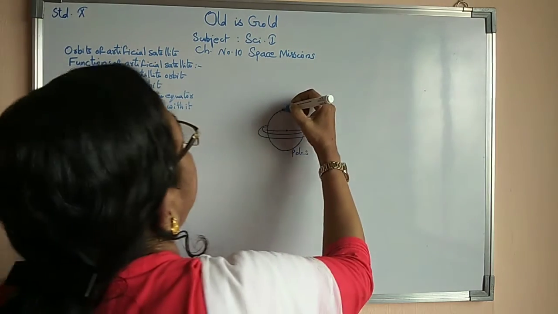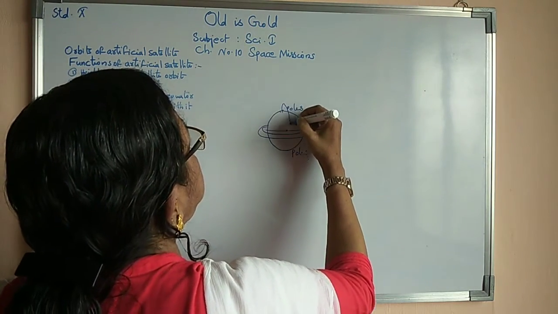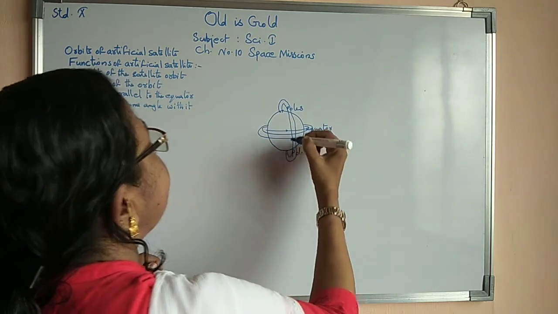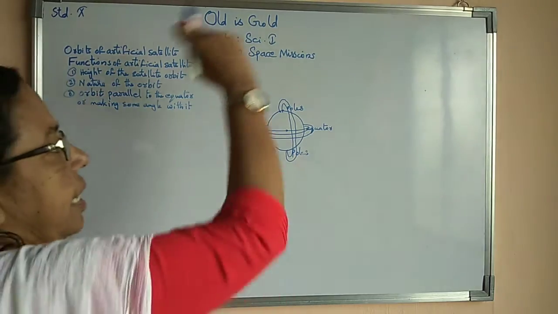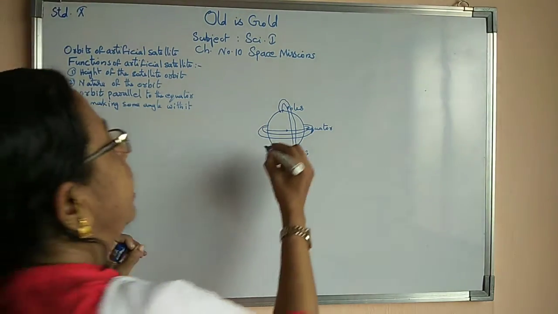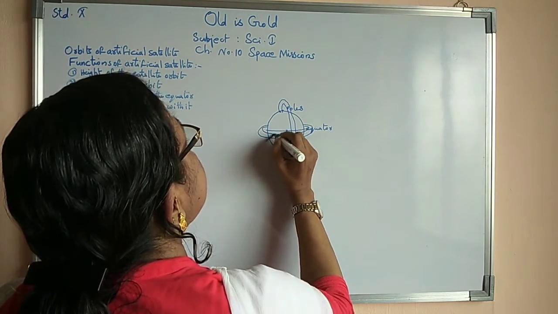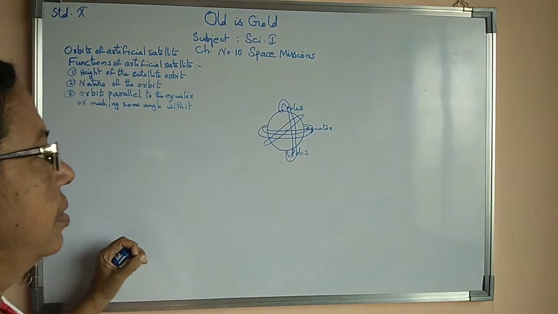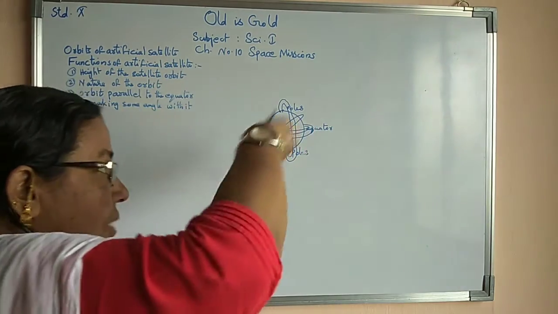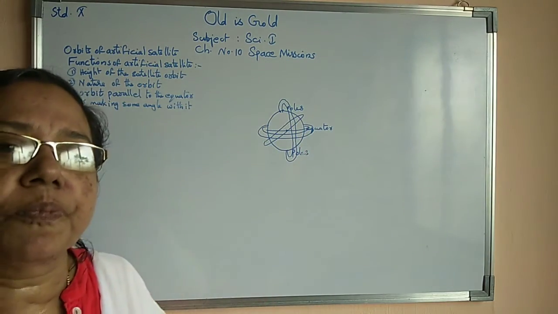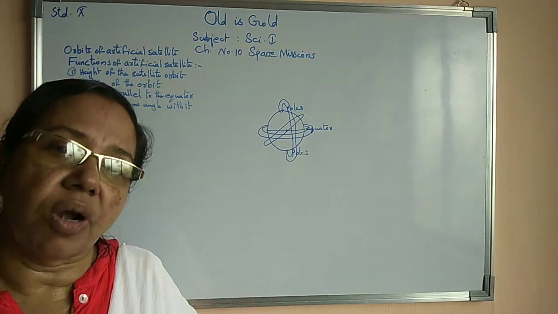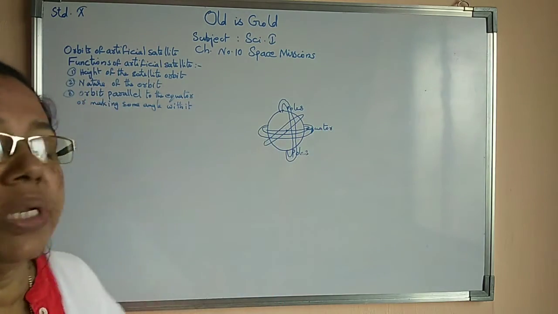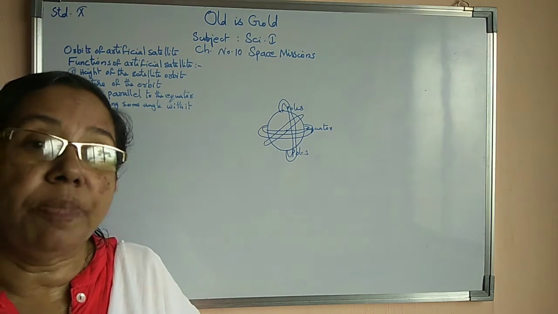Or around the poles, at a certain distance the satellite is fixed, then they revolve like that. Or at certain angles from the surface of the earth, satellites are revolving around the earth. So they revolve around the earth through different orbits. All orbits are not the same.